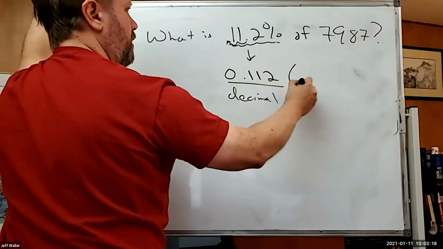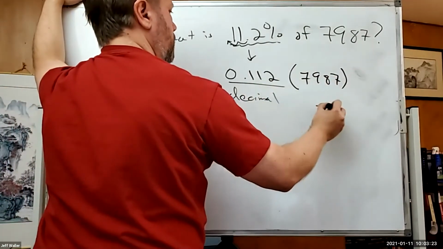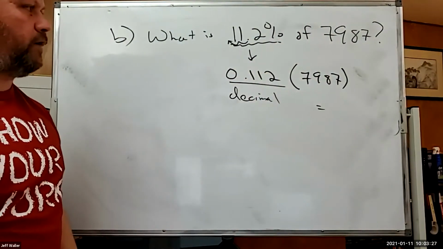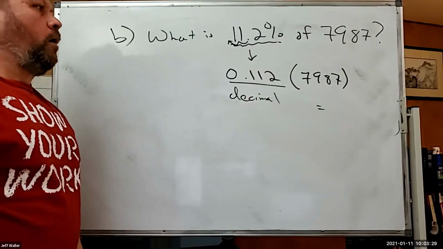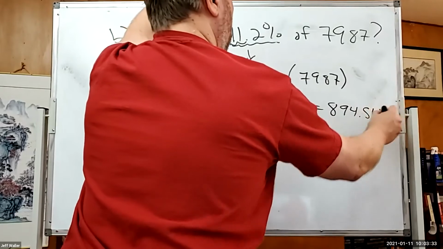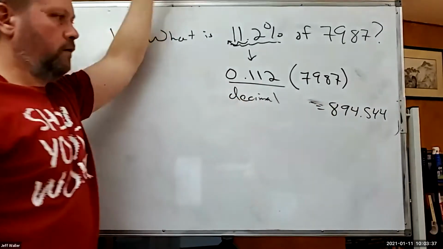Of means times. And then of course, whatever that is. So that's why it sounds about right. 840 something. 894.544. That's probably exactly it, right? Okay.